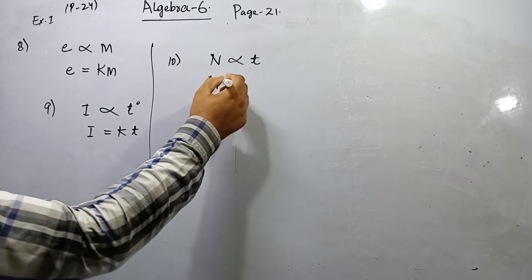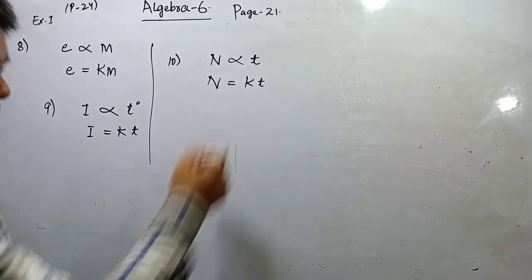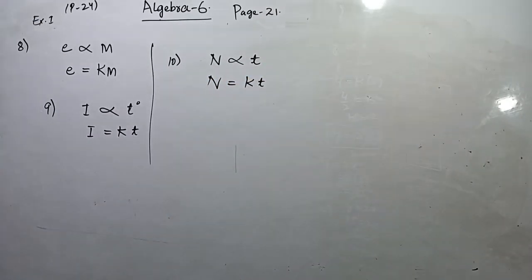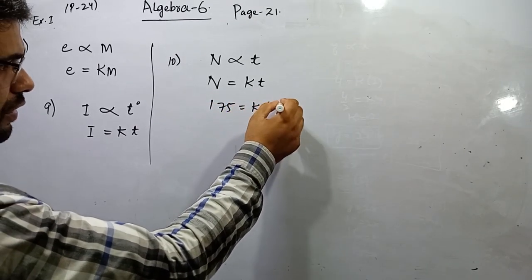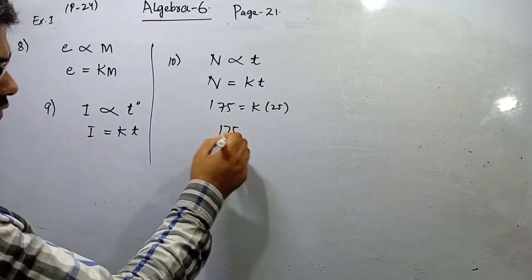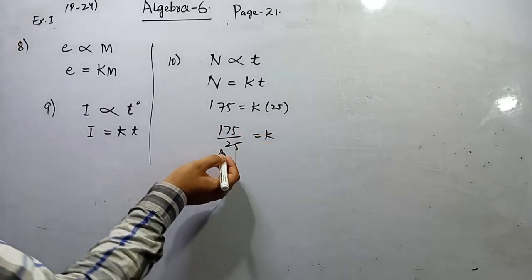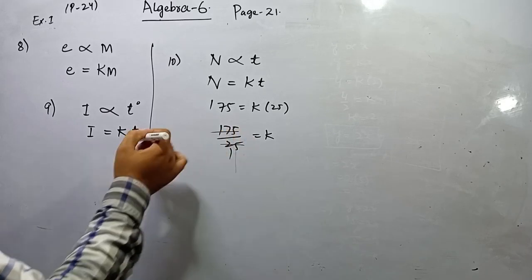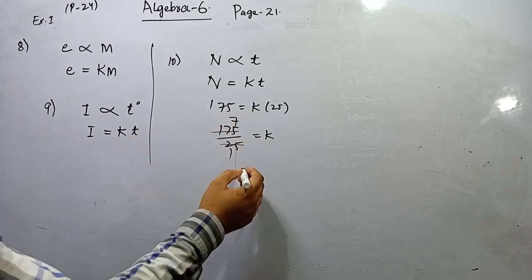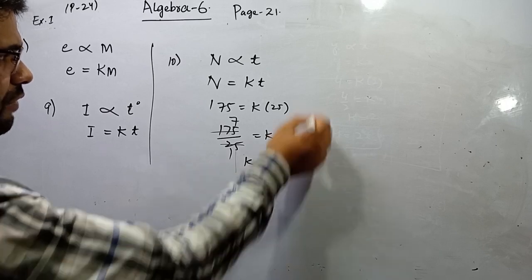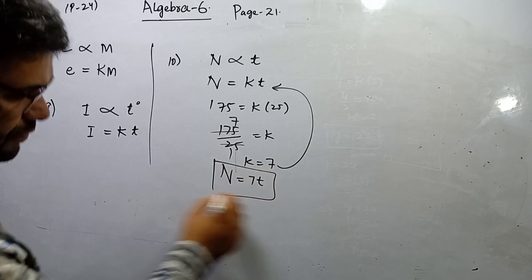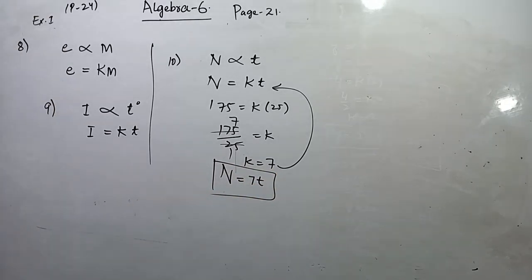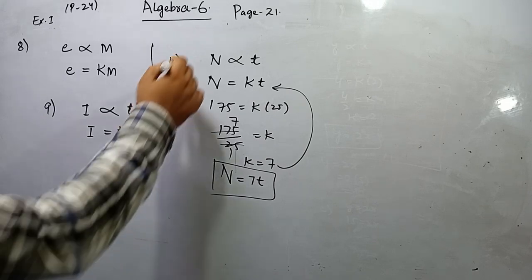Then we can write mathematically N is equal to KT. Then you can see there are values 175 and 25. Here we will put 175 is equal to K into 25. Then 175 divided by 25 is equal to K. 25 sevens are 175, that is K is equal to 7. Then substitute the value here, we will get N is equal to 7T. This is the formula. Now you can calculate all the things. Fine, this was the A part.